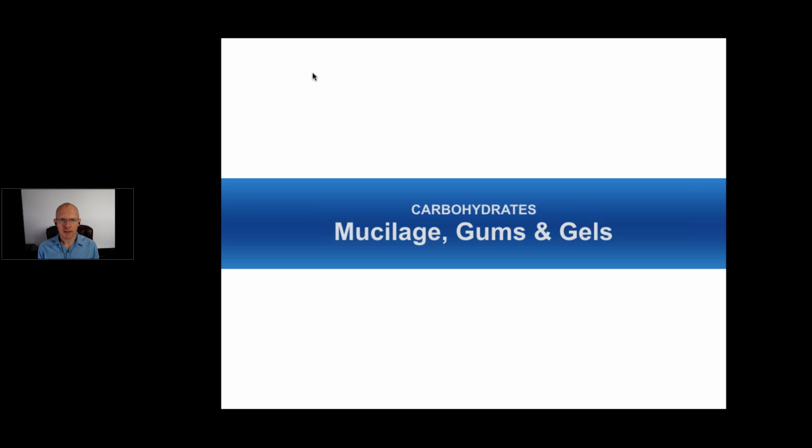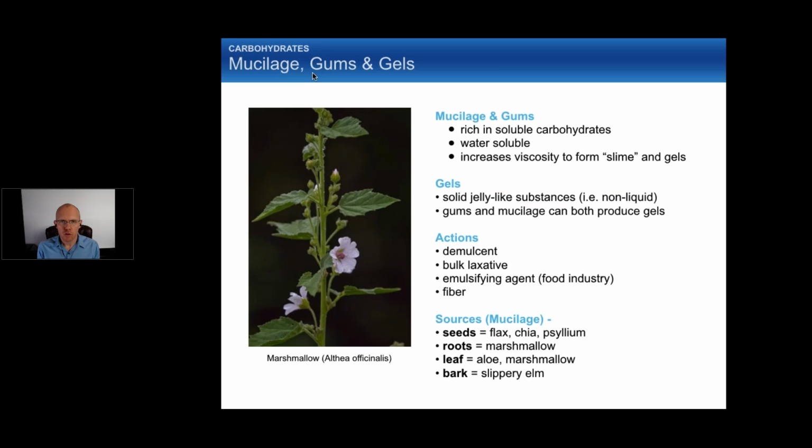Now, the next group of compounds that we're going to talk about, which is purely or almost purely carbohydrates, is mucilage, gums, and gels. And these compounds are associated with different types of fiber. So, mucilage and gums are rich in soluble carbohydrates. They're going to be water soluble.